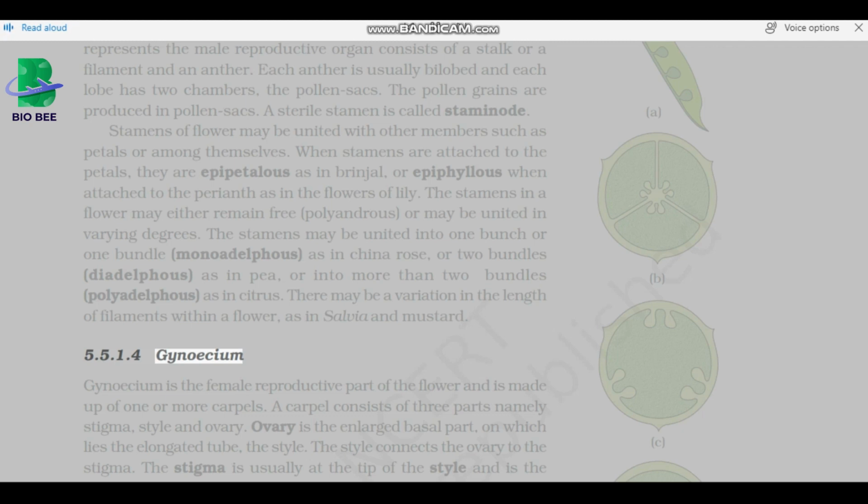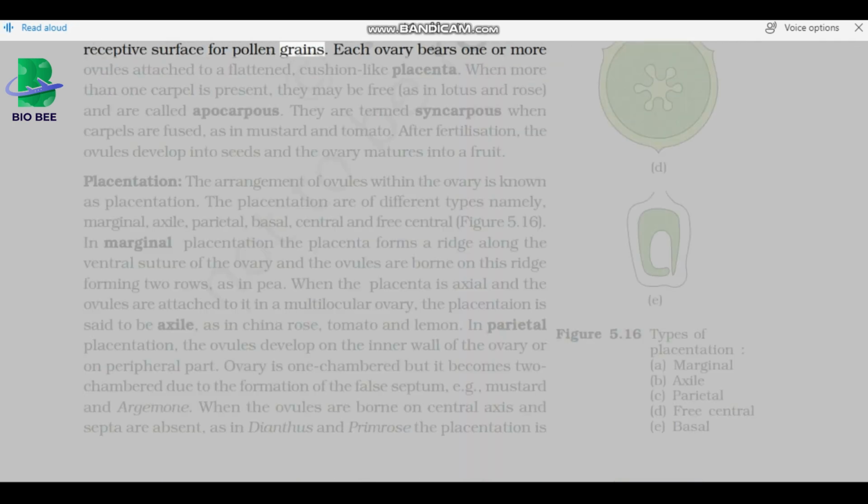5.5.1.4 Gynoecium. Gynoecium is the female reproductive part of the flower and is made up of one or more carpels. A carpel consists of three parts, namely stigma, style, and ovary. Ovary is the enlarged basal part on which lies the elongated tube, the style. The style connects the ovary to the stigma. The stigma is usually at the tip of the style and is the receptive surface for pollen grains.